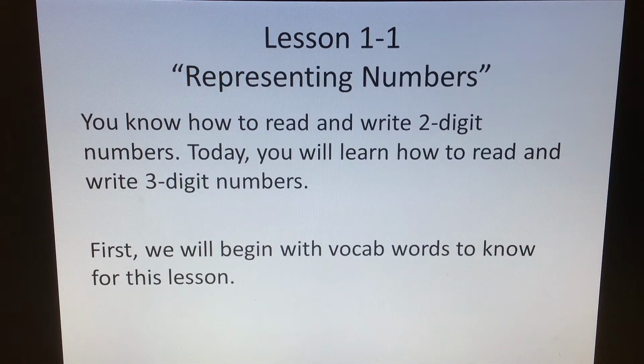Hi, this is lesson 1-1, representing numbers, our lesson for today. This is a more difficult lesson, and this is a longer video as well than we'll have usually.